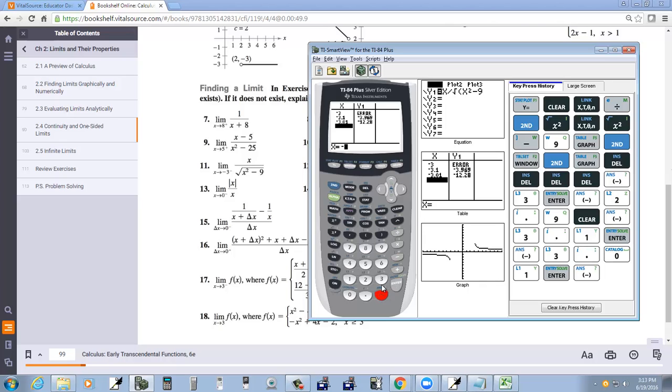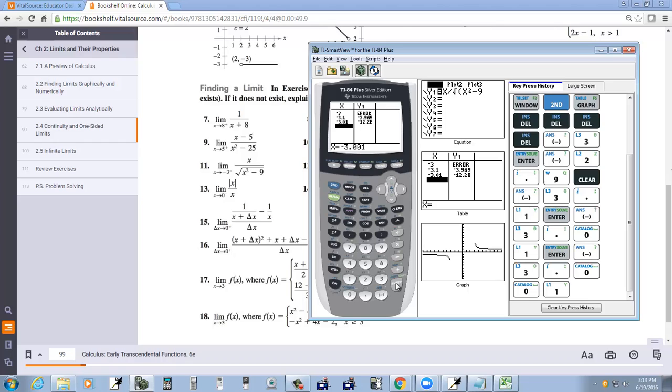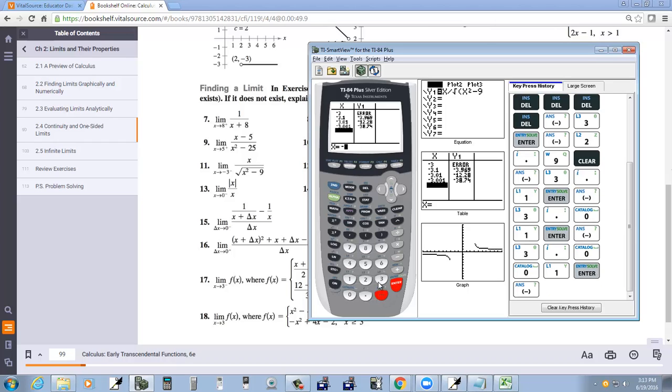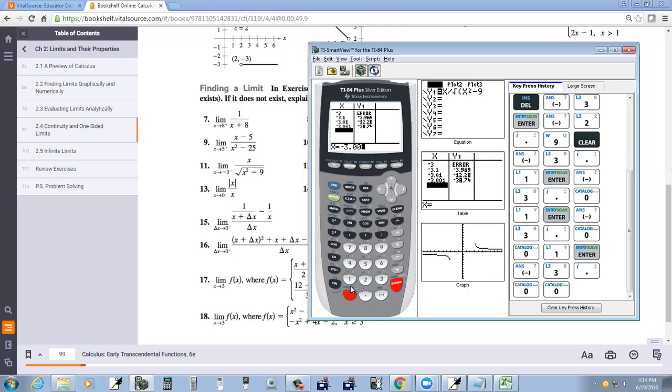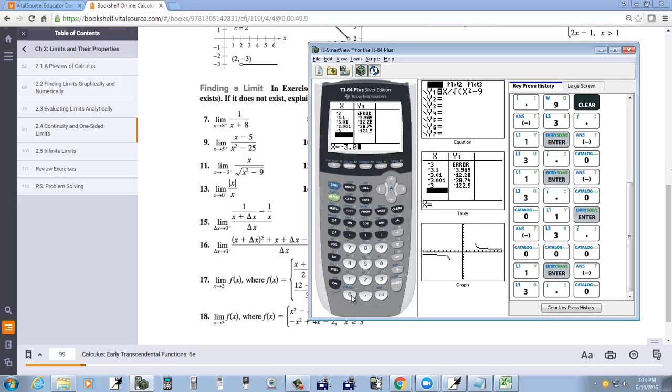Gives me that. Negative 3.001. Gives me that. Negative 3.0001 gives us that. You're starting to see a pattern, aren't you? Negative 3.00001.